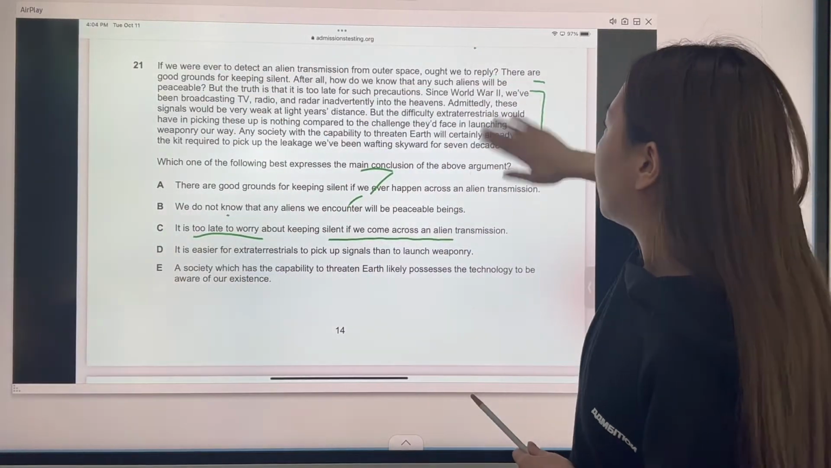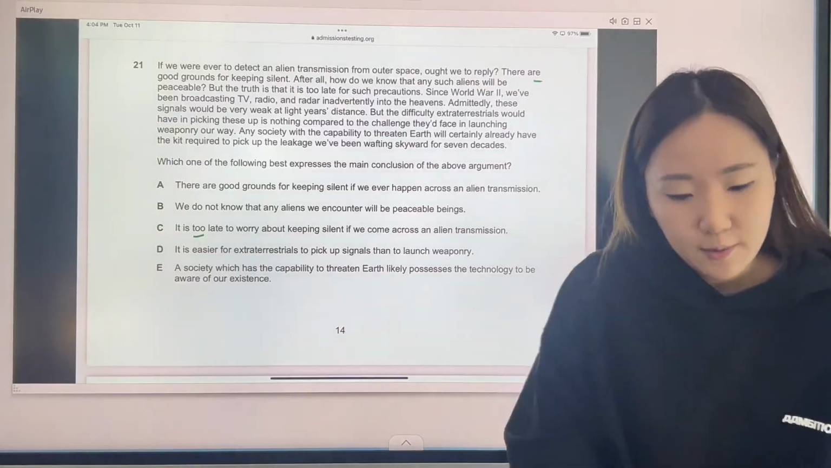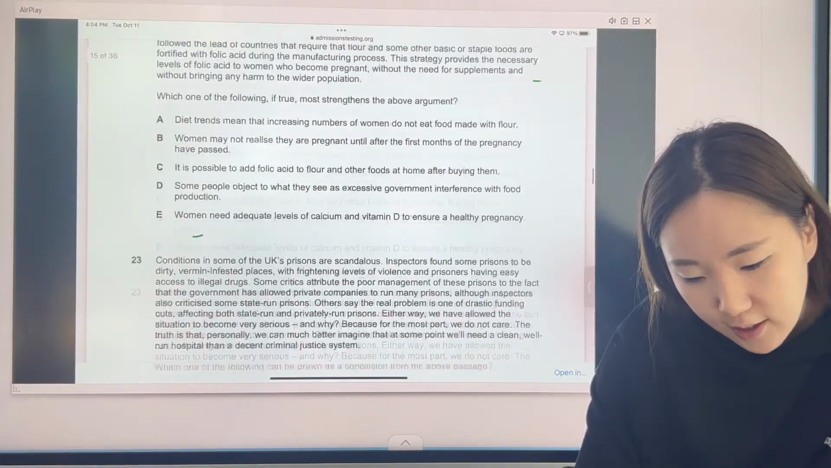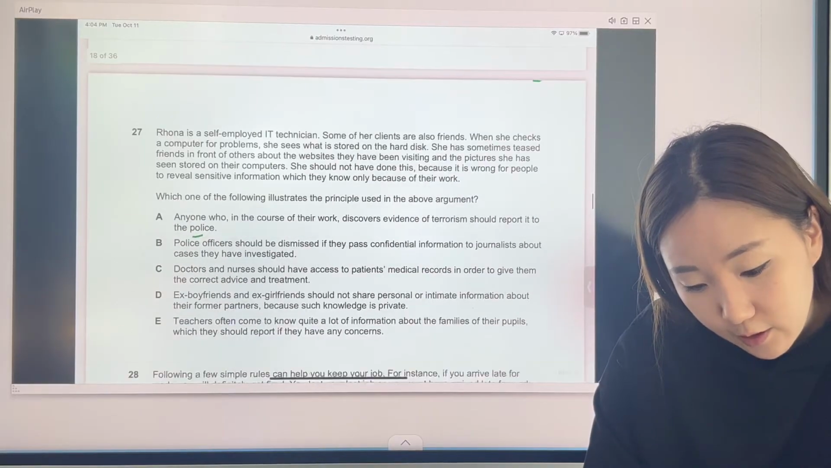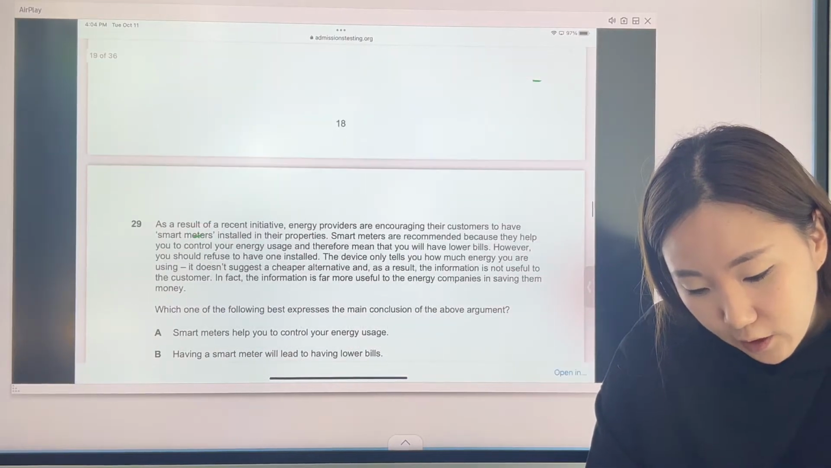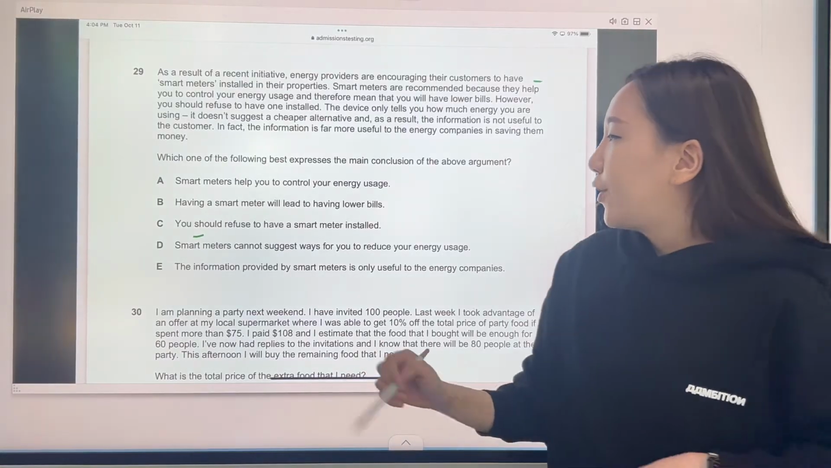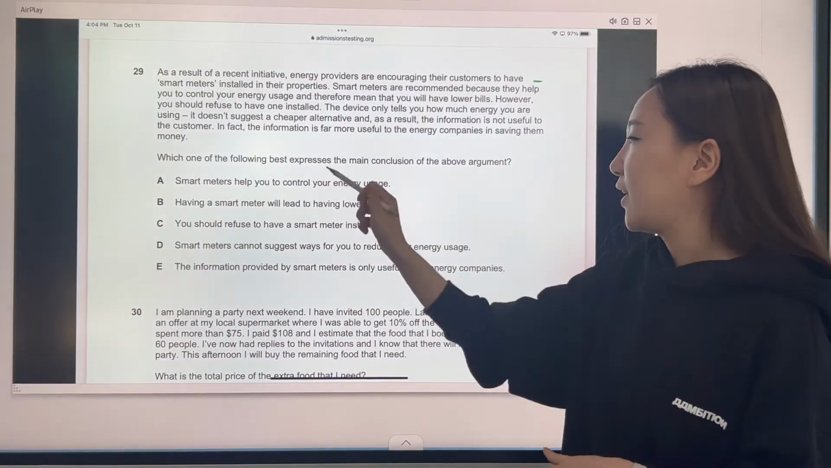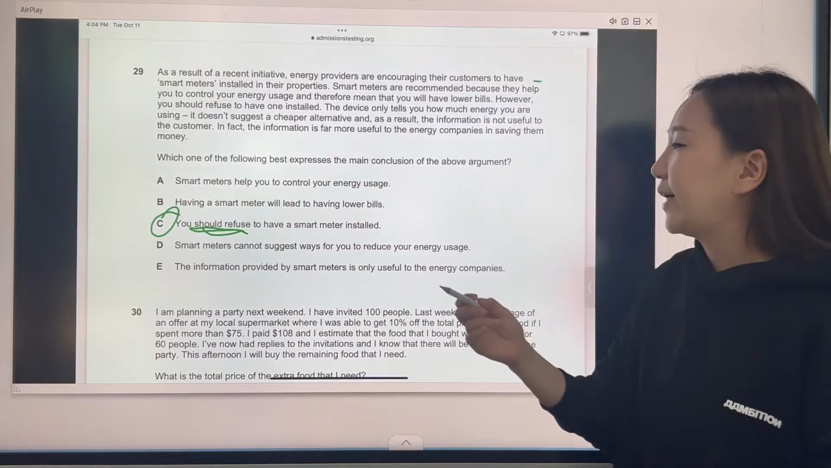Hopefully that is clear for you. Main conclusion is one of those that you don't need to check every answer, because if you found the correct sentence in the paragraph, it should just basically copy over directly. Okay, so again, just looking at these options, I think it's this one just because of this language, but we can double check it.